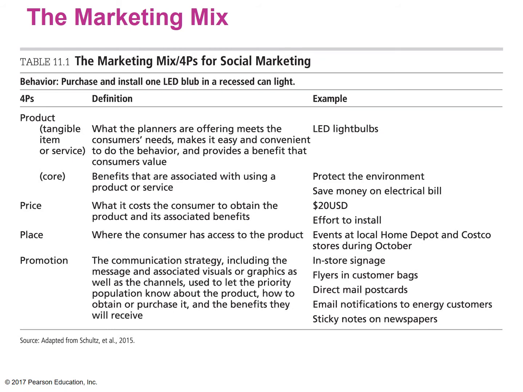Okay, so table 11.1 from your book gets into the 4 P's of social marketing, and it's no surprise these are the 4 P's of commercial marketing. So the P's are product, price, place, promotion. So these are things you need to consider as you're putting together your marketing plan.